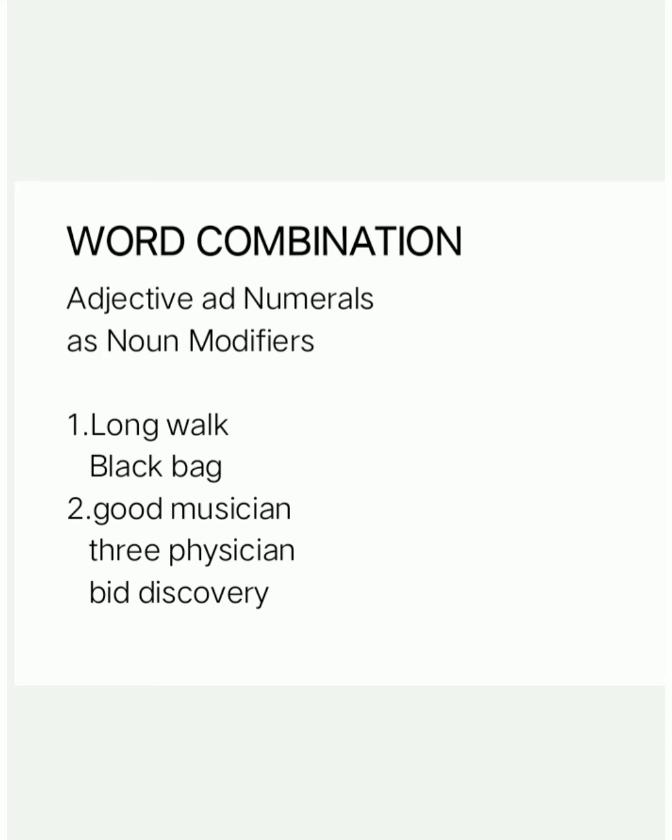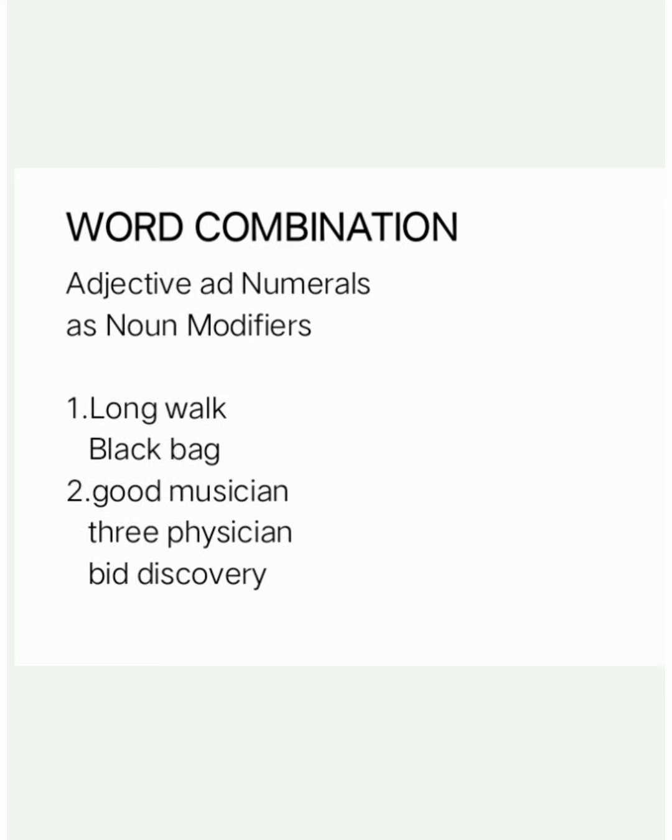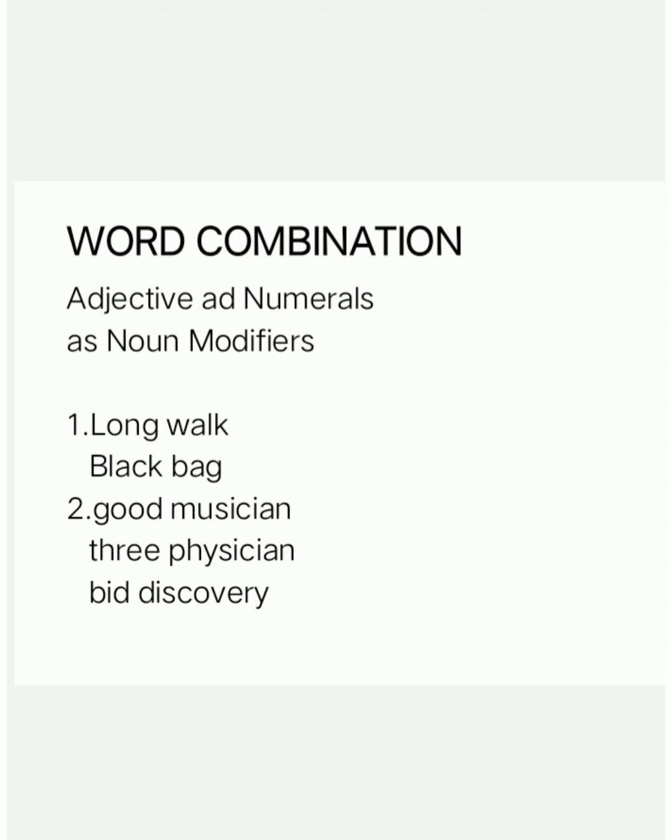Word combination. Many scientific words are based either on a combination of prefix and suffix of Greek, Latin, Indo-European origin, adjectives, and numerals as noun modifiers. Examples: long walk, black bag, large shoes, two tickets, large company. Number two: good musician, third position, bid, discovery, detailed direction, worthy endeavor.